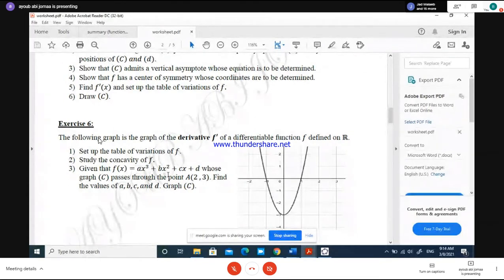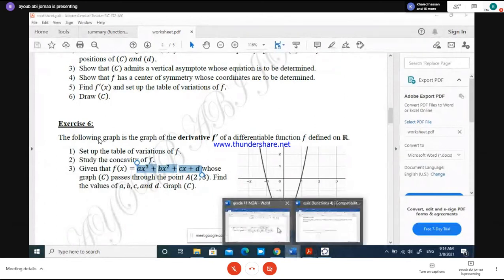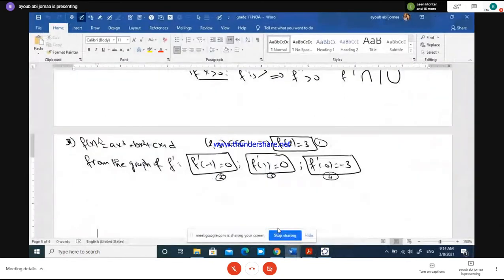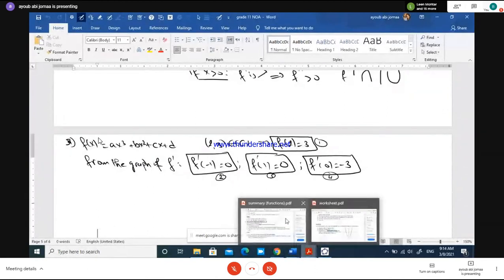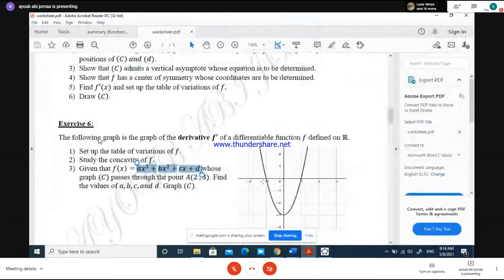As you said here, since we have 4 unknowns, a, b, c, and d, you need 4 pieces of information. And as you said last time, this information comes from the graph. You have f prime of -1 equal to 0, f prime of 1 is also 0, and f prime of 0 is -3.